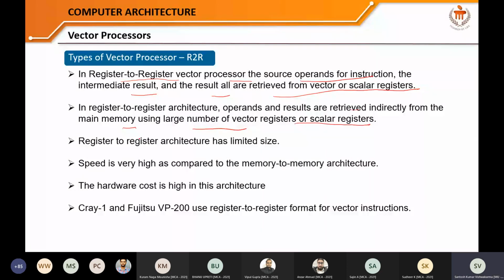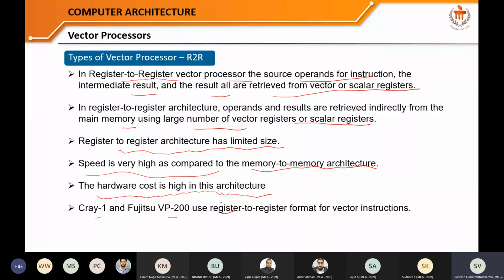So register to register architecture has limited size, because the registers are a part of the processor, so always limited, but speed is very high compared to the previous one that we discussed, memory to memory architecture. And the hardware cost is high in this architecture, because having a main memory is quite easy, quite cheap compared to having registers in the processors. Now the examples are Cray 1 and VP200, which use register to register format for vector instructions.